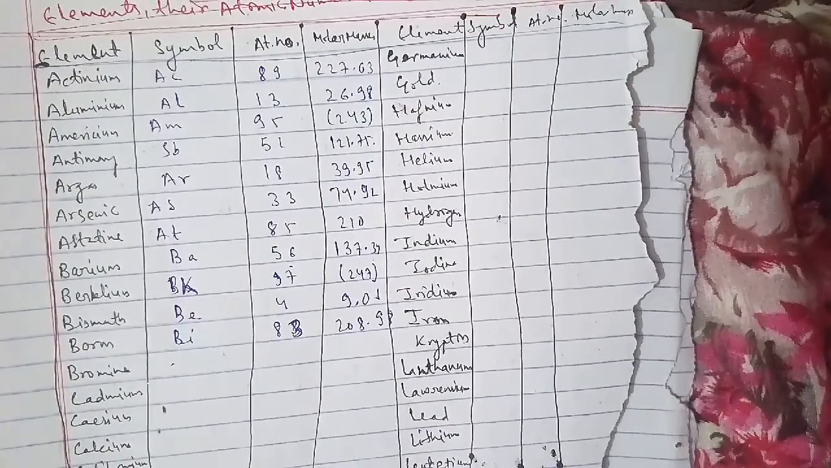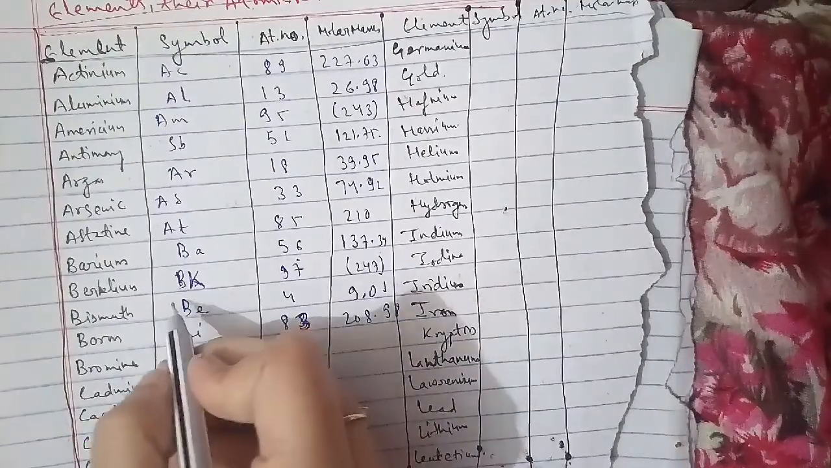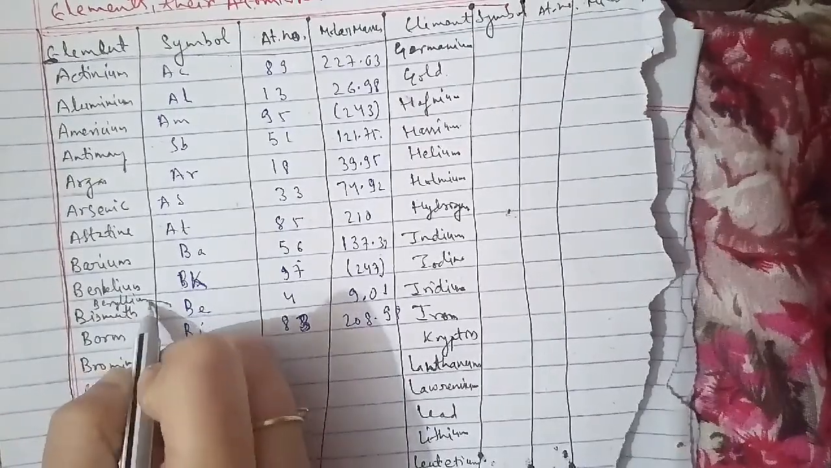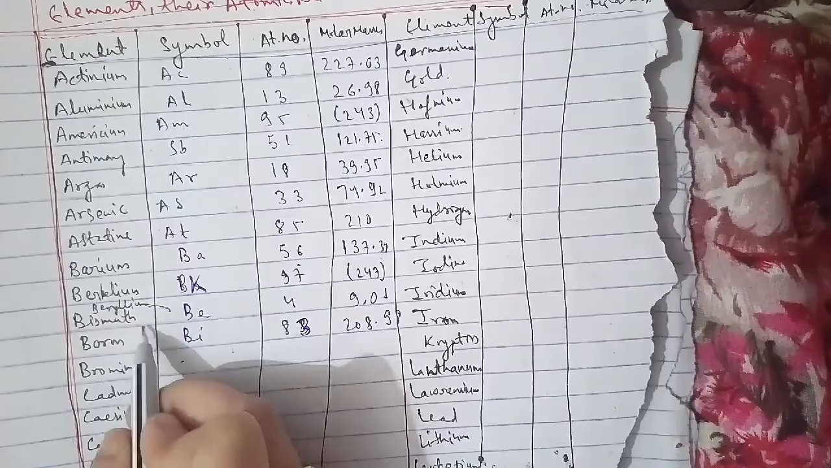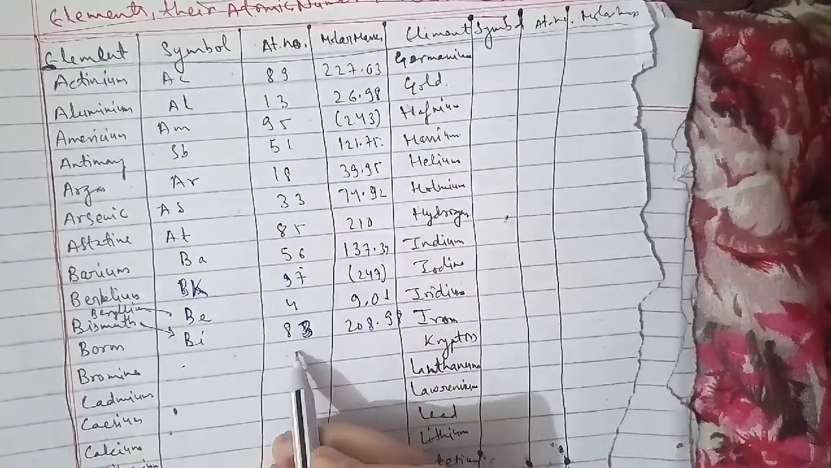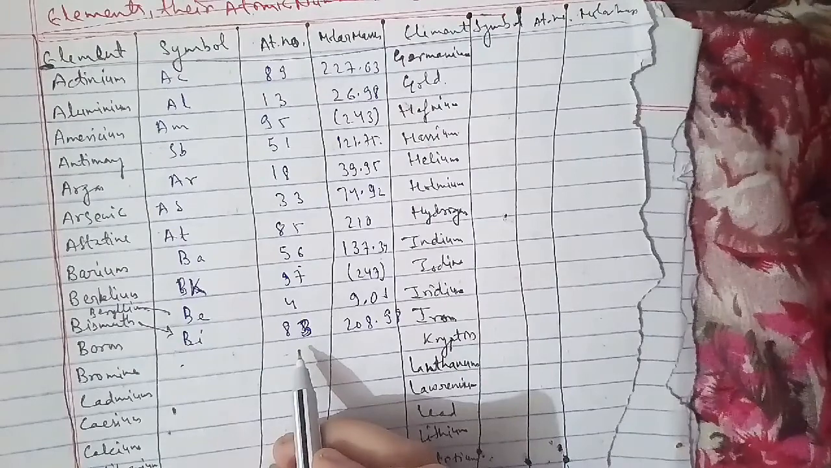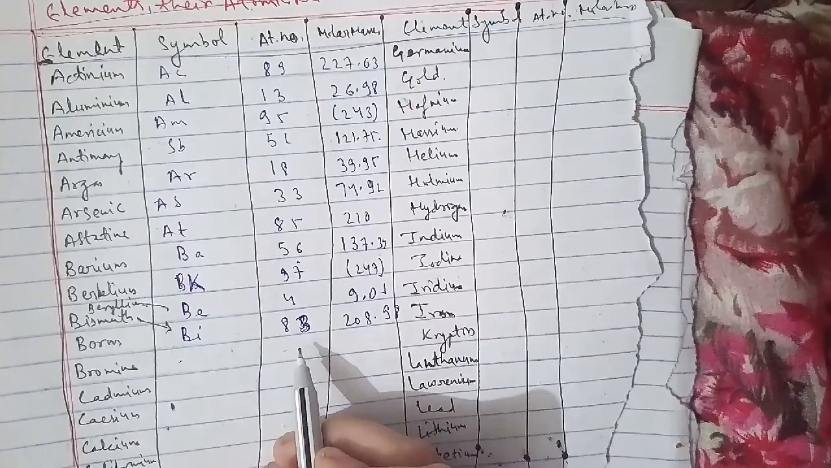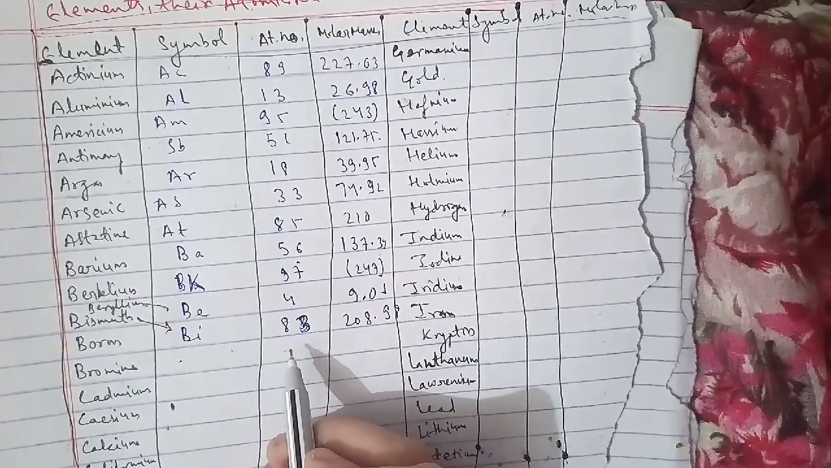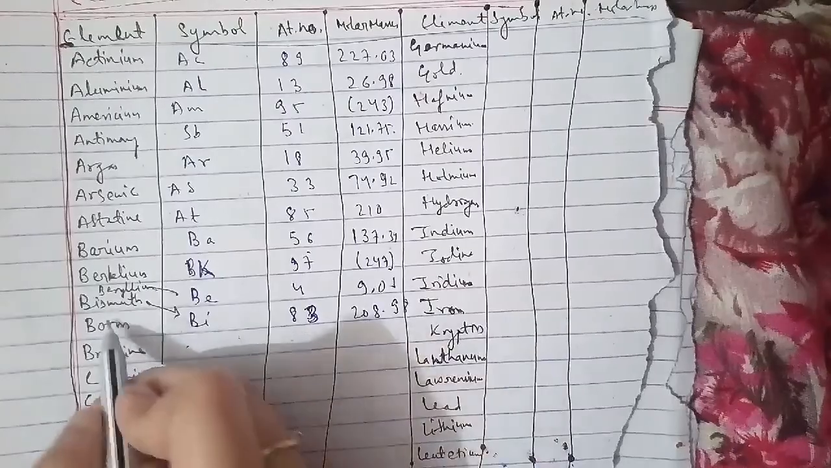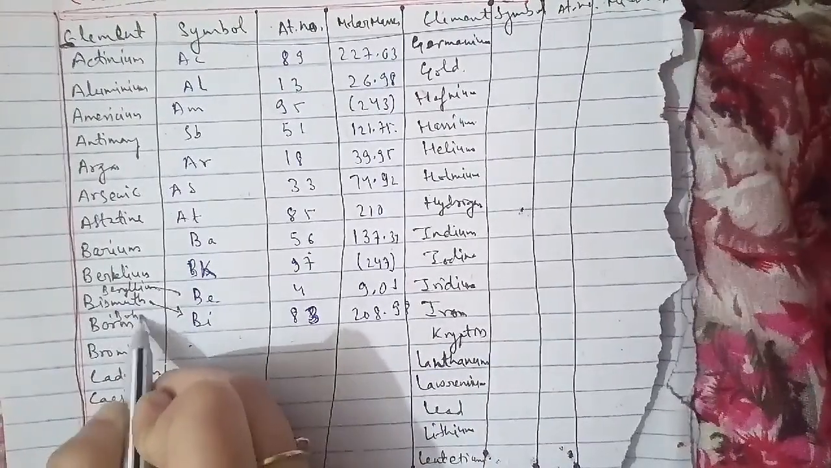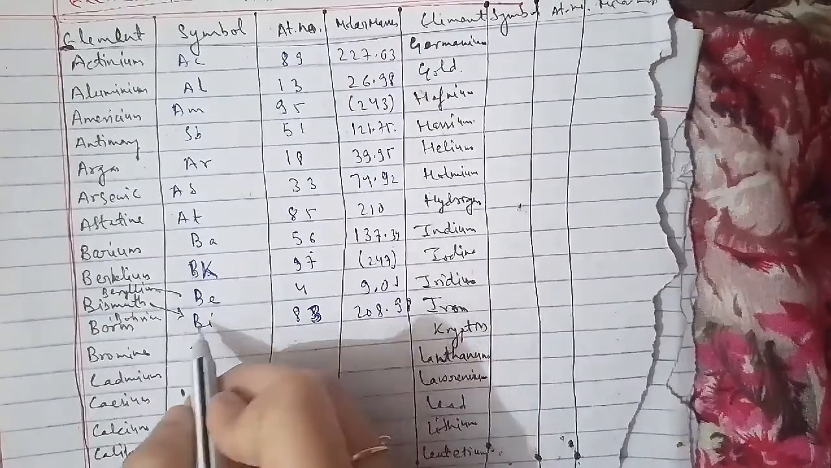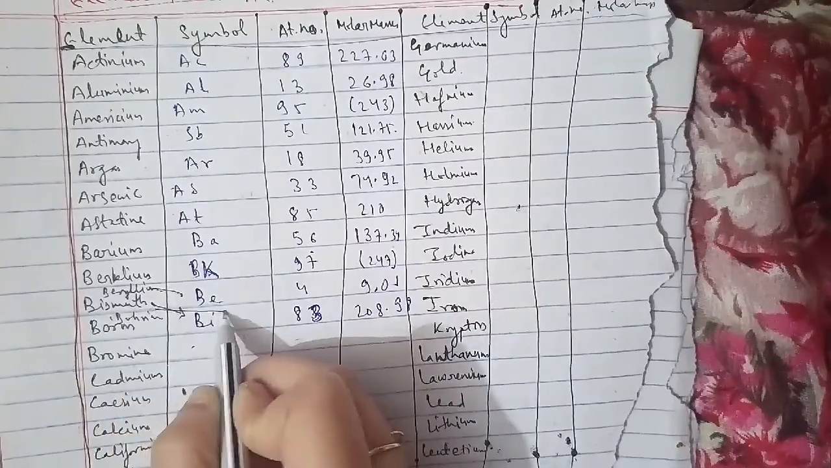Then we have your 107, where we have your 264. Okay, then we have your boron. So for boron I will write it down here. Boron represented by B, atomic number 5, and molar mass is 10.81. Then we have bromine. Bromine is represented by Br. Atomic number is 35. Molar mass is 79.94.